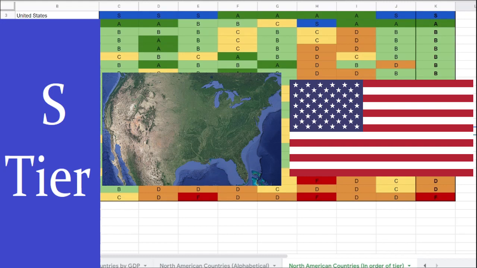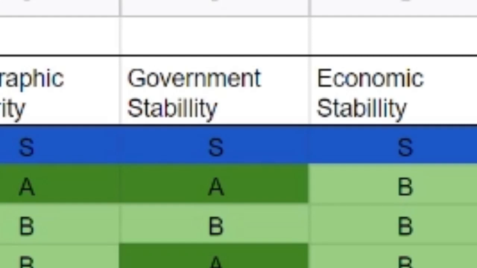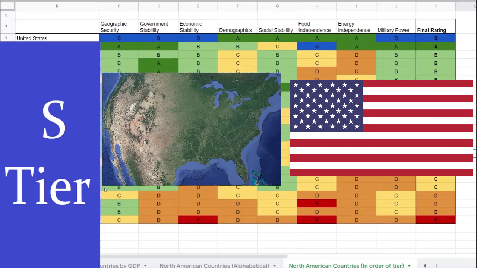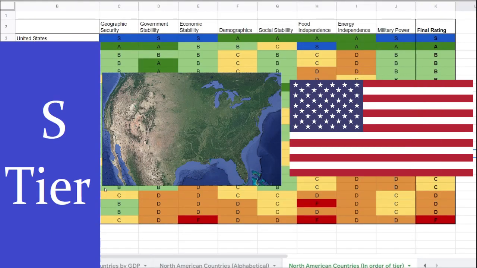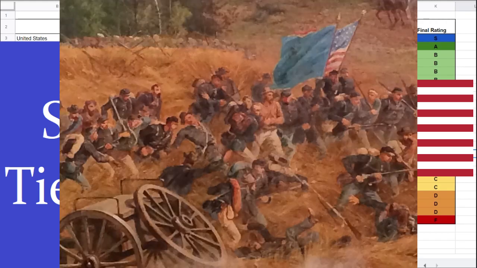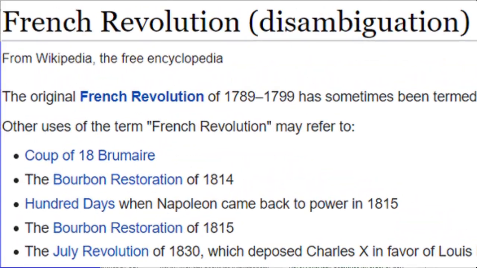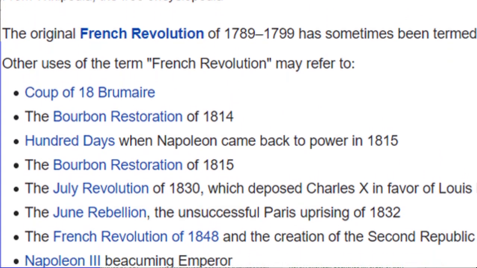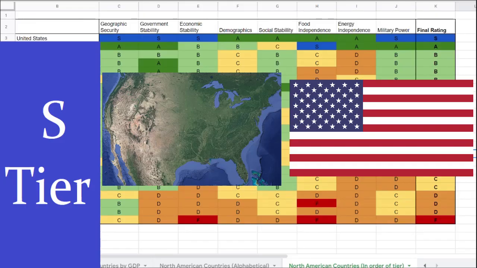Government stability. Believe it or not, it's also S tier. America literally invented the concept of a modern democracy, and it is the world's oldest liberal democracy. Throughout its 2.5 centuries of history, America has only had one election where there wasn't a peaceful transition of power, the Civil War. Compare this to another liberal democracy like France, where revolution was the norm for transitioning power for a good part of history. American political institutions are basically the envy of stability.